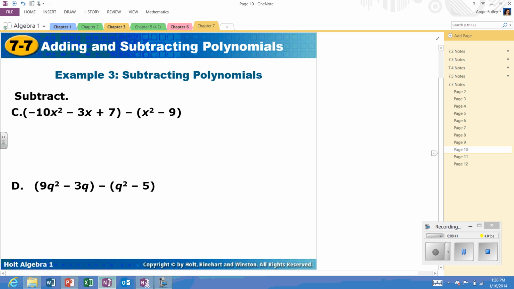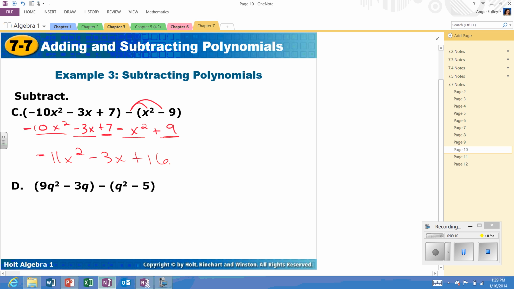Okay, so again, subtracting, I'm going to write these out. I like to just write it out. If you drop the parentheses off, that's fine. However, again, you have to make sure that you change the sign of everything inside. So now I've got negative 10x squared and negative x squared. So a negative 10 and a negative 1 become negative 11x squared, minus my 3x because there's no other x's. And then a positive 7 and a positive 9 become a positive 16.